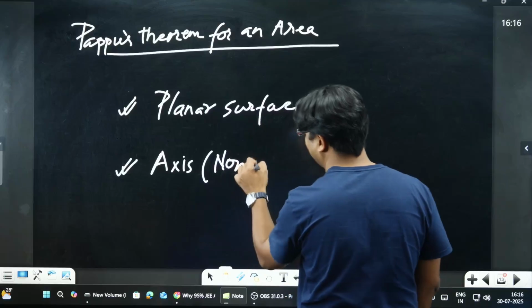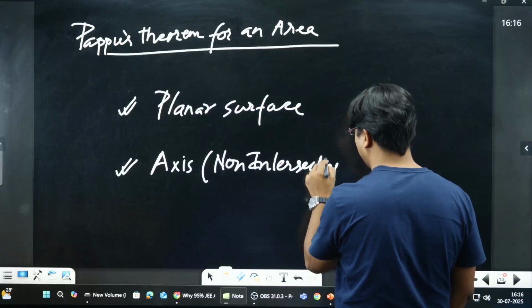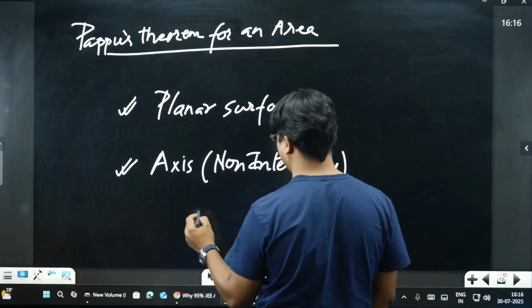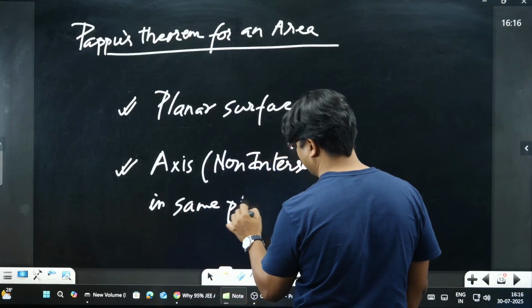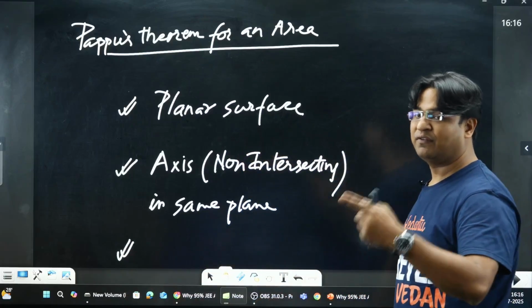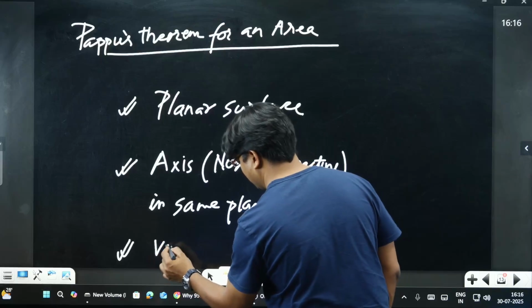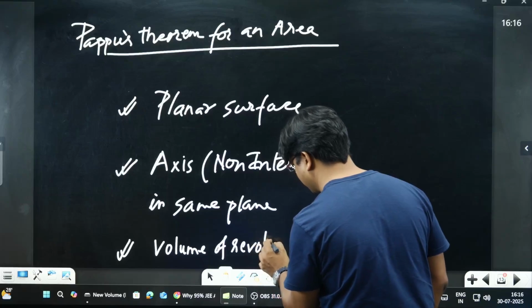Okay, similar to what we did in the previous case, we need a non-intersecting axis in the same plane. Again, we have to choose this, and then we need to obtain the volume of revolution. So I'll just demonstrate it.